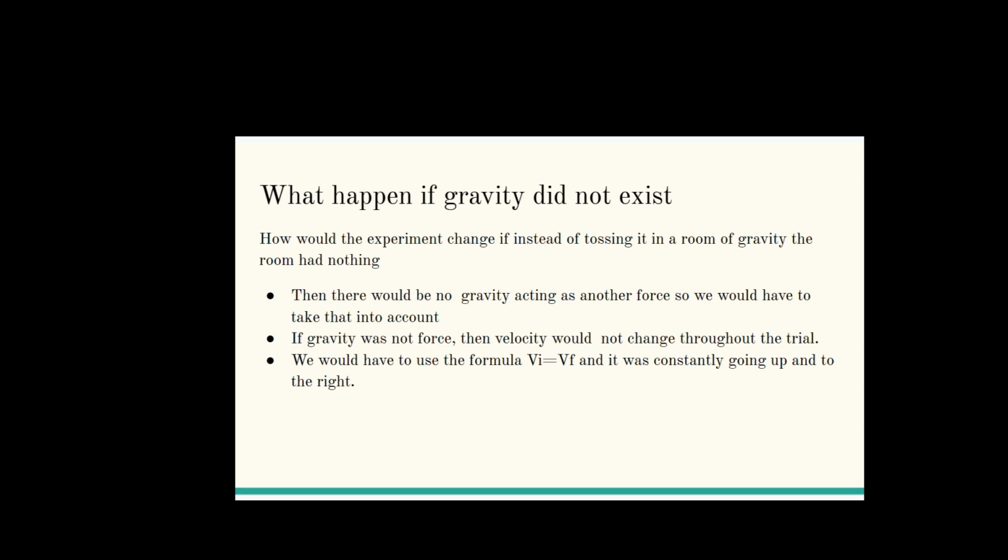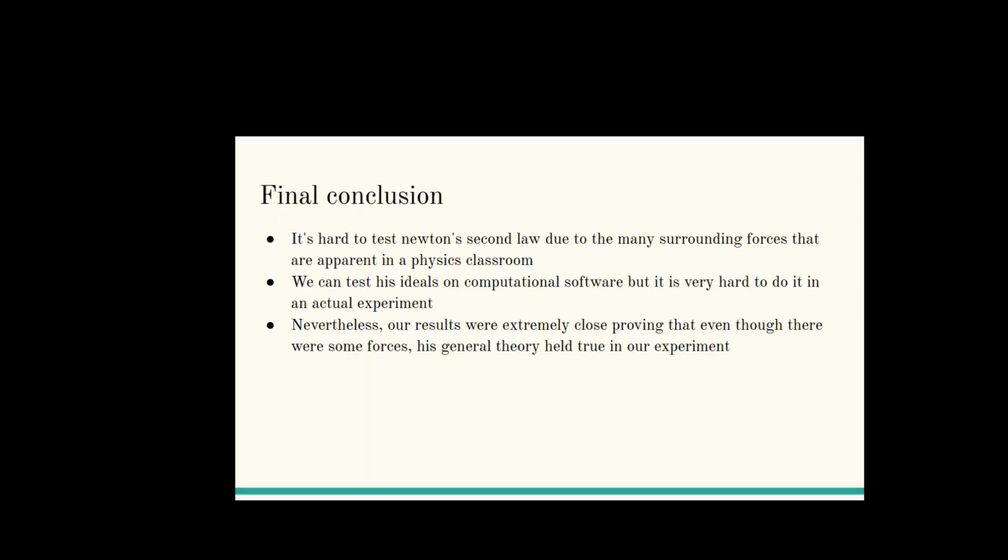What would happen if gravity didn't exist? How would the experiment change? Instead of tossing in a room with gravity, the room had nothing. Then there would be no gravity acting as another force, so we would have to take that into account in Newton's second law equation. If gravity was not a force, then velocity would not change throughout the trial, assuming there's no drag, and we would have to use the formula Vf equals Vi, and it would be constantly going up and to the right.